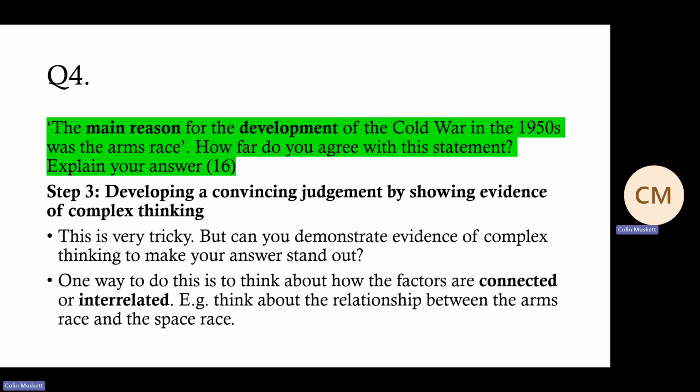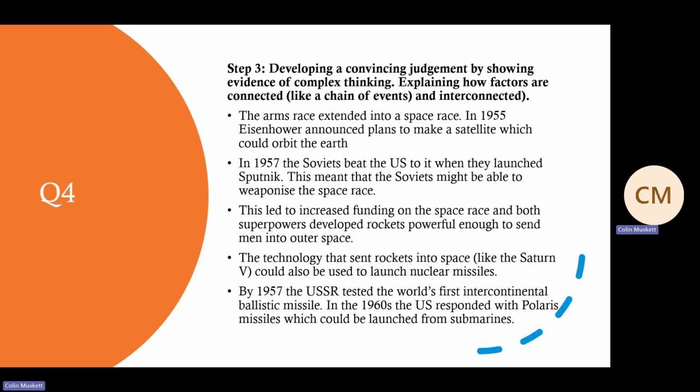Now, also out of the arms race, of course, comes the space race. So this is what you've got to do for this question, think about how the factors are related, how they knit together. So, there's a few pointers here. The arms race quickly extends into a space race. The arms race extends into a space race. Okay? And the space race makes the arms race more dangerous.